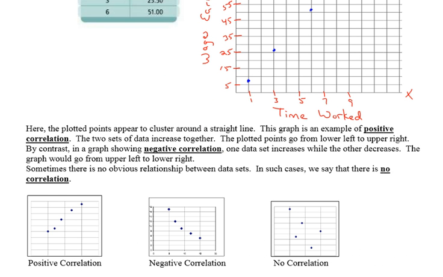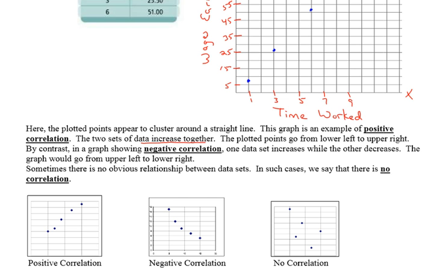Now, the particular scatter plot that we created, when you look at all the points that are plotted, they seem to cluster around a straight line, somewhat of a straight line anyway. This graph is an example of a positive correlation. It means that the two sets of data increase together. As my independent variable is increasing, my dependent variable is also increasing. The plotted points go from the lower left to the upper right, and that's what indicates the positive or increasing variables.